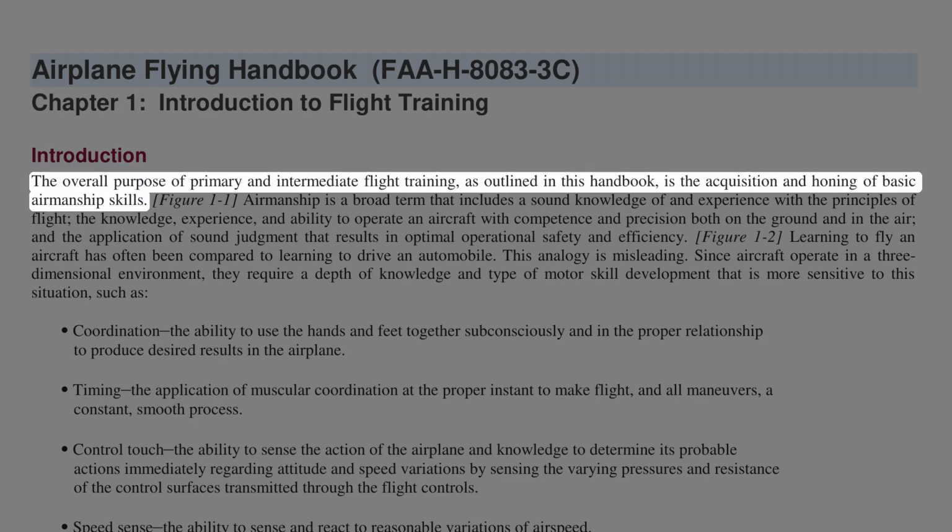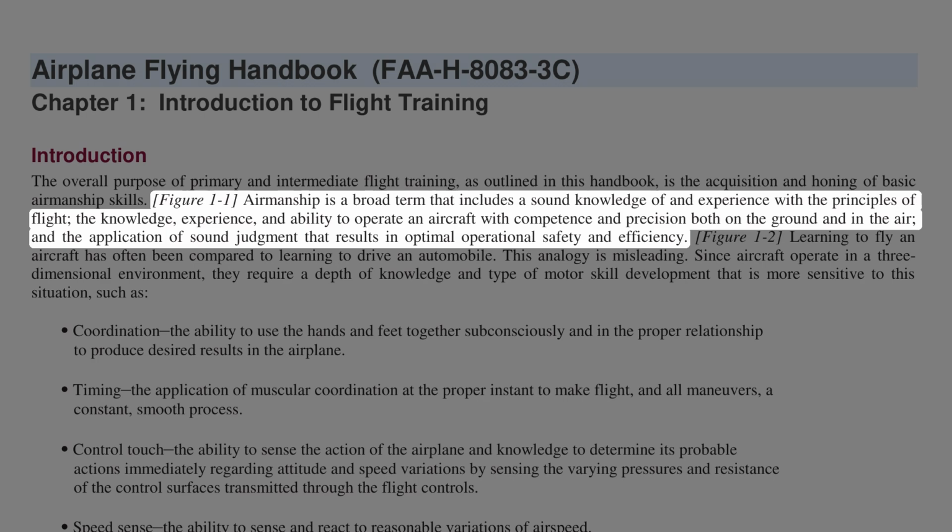Introduction. The overall purpose of primary and intermediate flight training, as outlined in this handbook, is the acquisition and honing of basic airmanship skills. Airmanship is a broad term that includes a sound knowledge of and experience with the principles of flight, the knowledge, experience, and ability to operate an aircraft with competence and precision, both on the ground and in the air, and the application of sound judgment that results in optimal operational safety and efficiency.